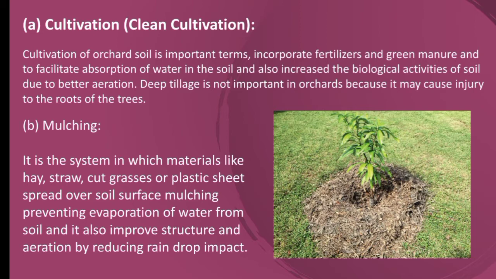Second is mulching. Try to look at the picture. That is mulching. It is the system in which materials like hay, straw, cut grasses or plastic sheets are spread over the soil surface, preventing evaporation of water from the soil, and it also improves structure and aeration by reducing raindrop impact. When it rains, it will not directly damage the root system. And for the mulching, it will protect the soil so that the moisture given around the circumference of the plant does not easily evaporate.